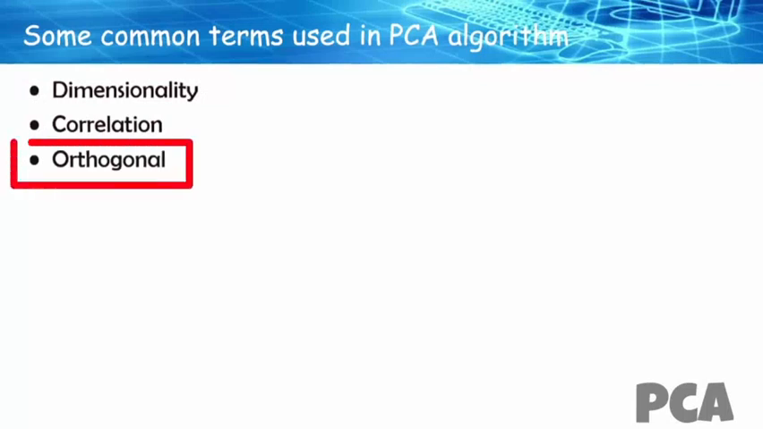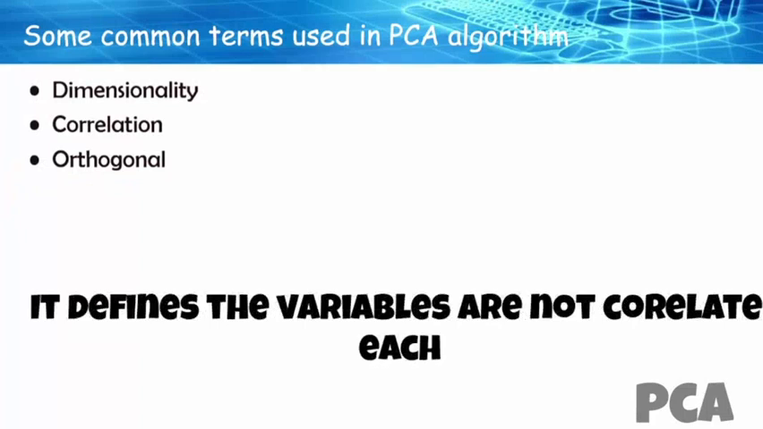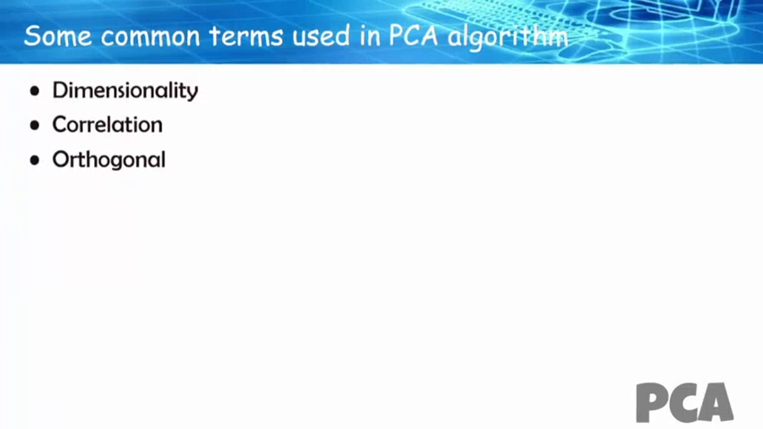Next is orthogonal. Even we saw about orthogonal transformation. Again, it defines that the variables are not correlated with each other, just the opposite. So the correlation between these variables will be almost zero, actually zero itself. Hence the correlation between any pair of variables we consider is zero. So that is orthogonal.